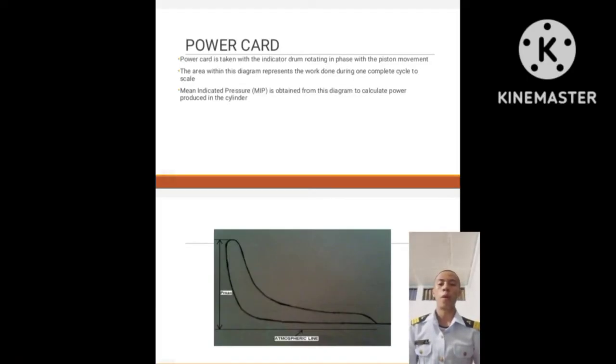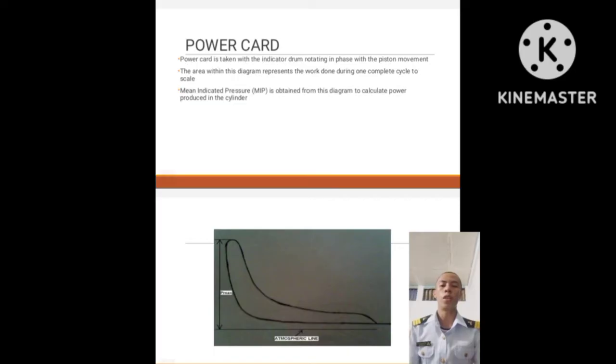Next is the power card. What is a power card? A power card is used to indicate the power developed in a particular unit. It is a PV diagram. P is on the y-axis and V is on the x-axis. P is the pressure which rises through the stroke of the cylinder during the combustion cycle, and V is the change in volume.